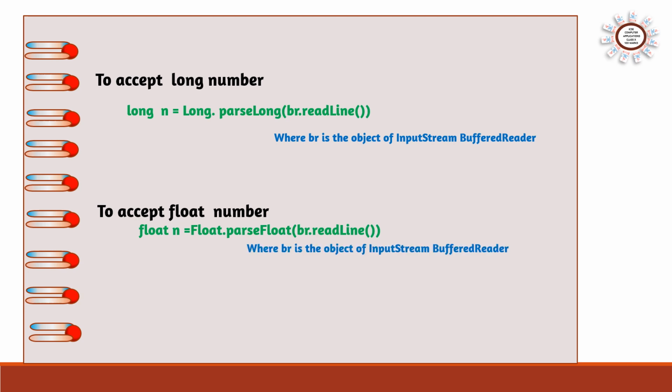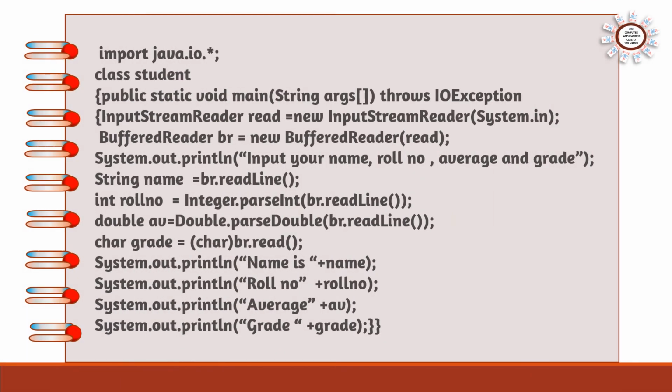So it is easy to understand the command. First thing, by default it is accepted as a string: BR.readLine(). If you want to convert the number which you accepted as a string into integer, Integer.parseInt(BR.readLine()). If you want to convert into double, Double.parseDouble(BR.readLine()). Long means Long.parseLong(BR.readLine()), and float means Float.parseFloat(BR.readLine()). So like this we can accept the different data types. We have seen how to accept the different data types through InputStreamReader.